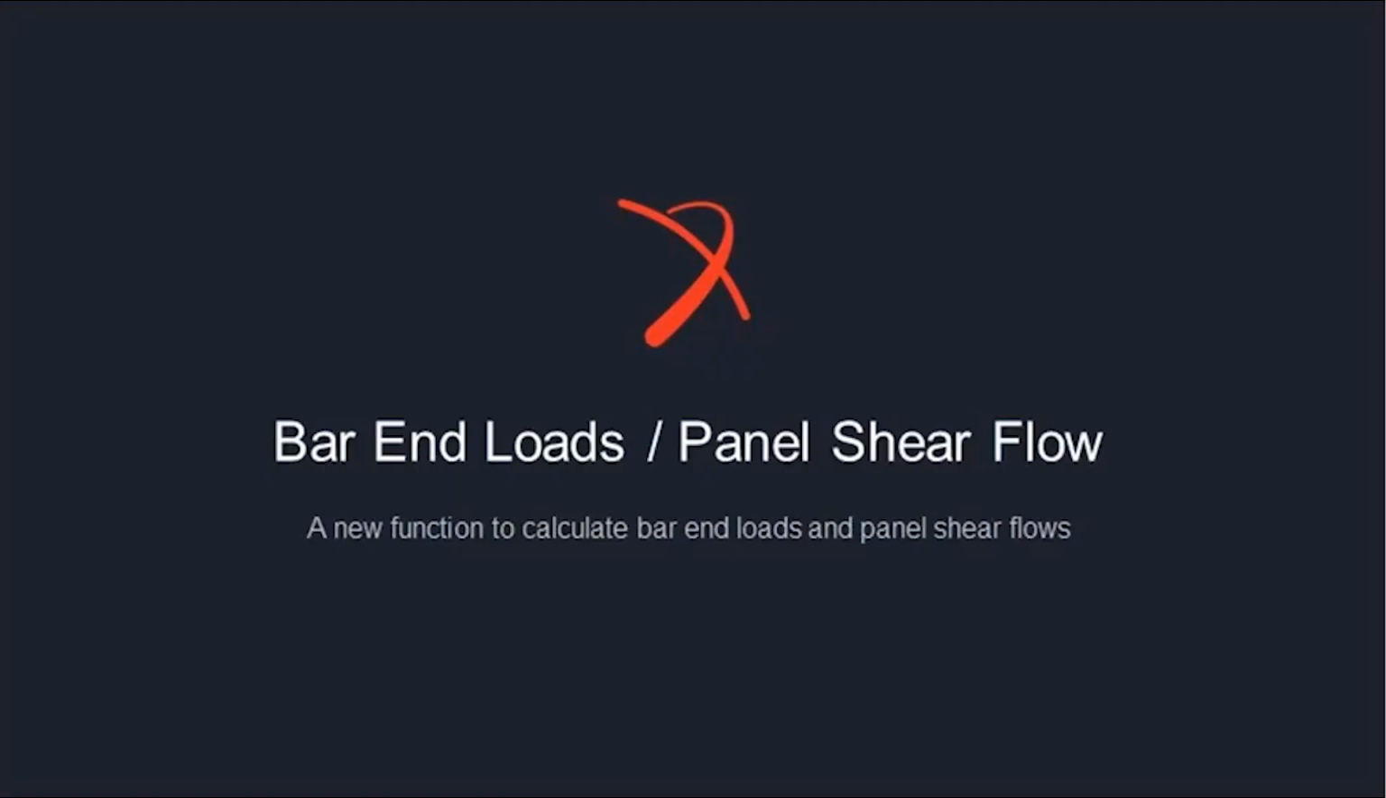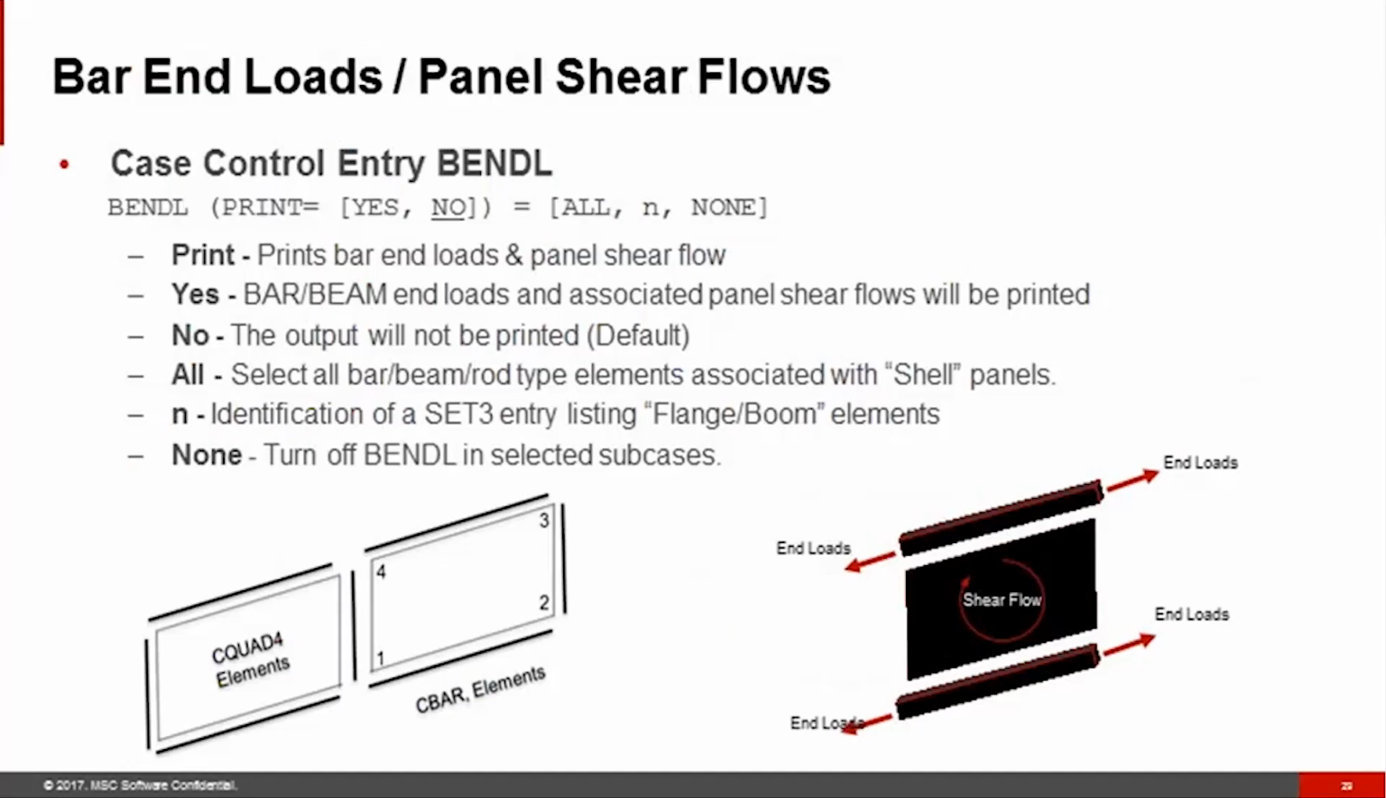The next enhancement that I'll be talking about is the bar end loads and the panel shear flow. Calculation of internal loads data is very critical for design of airplanes and aerospace vehicles, especially for design of wing models, skin models, or frames. We see stiffeners are typically represented in this configuration. You can see it from the right-hand image.